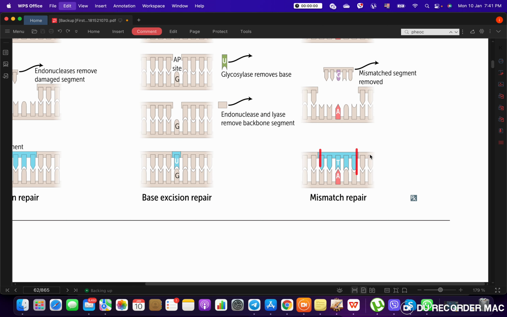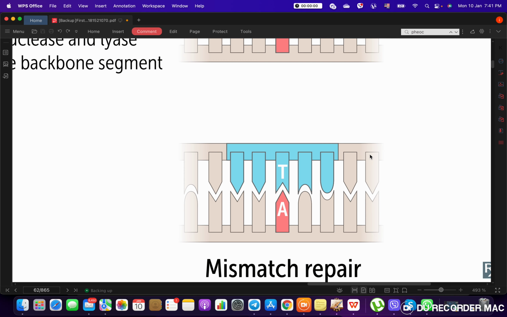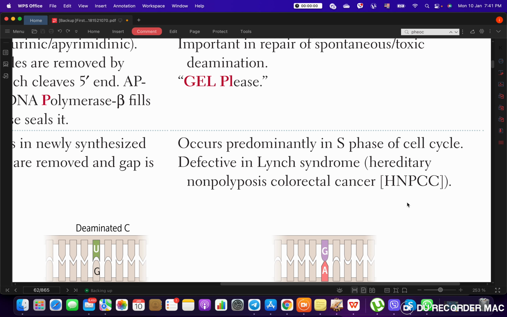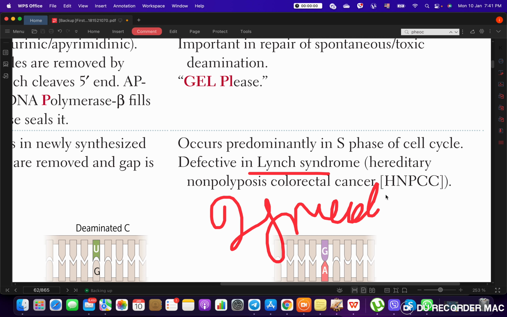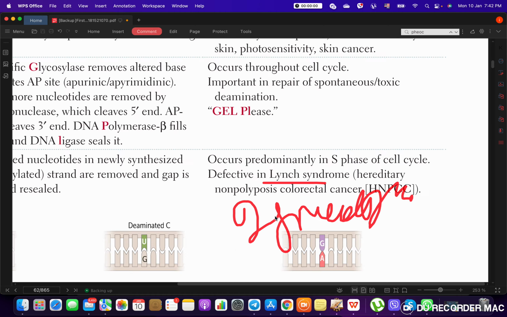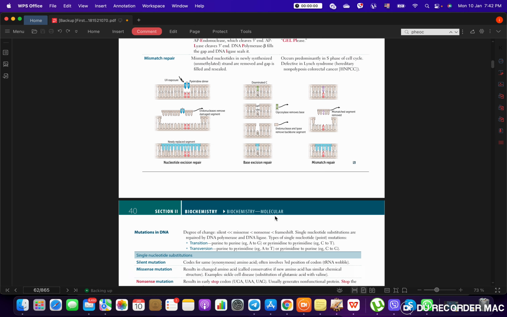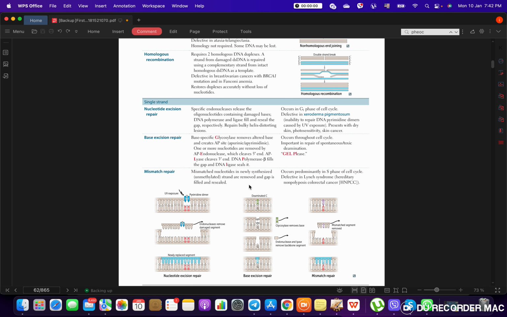So the cancers that can be caused by this mismatch repair is the Lynch syndrome, which includes the non-polyposis colorectal cancer, gynecological cancer, including ovarian and endometrial cancer, pancreatic cancer, and some forms of stomach cancer. Okay? So all of these can be happening because of mismatch repair.